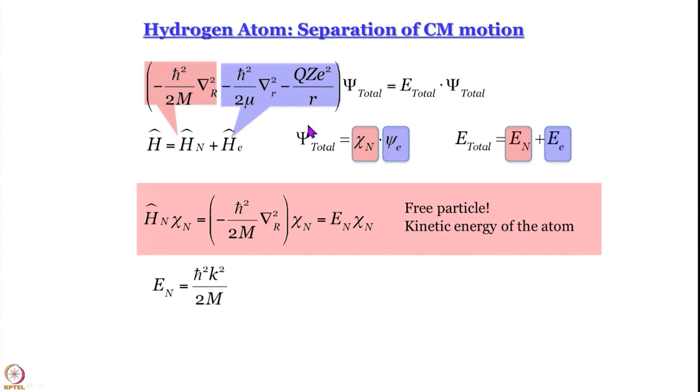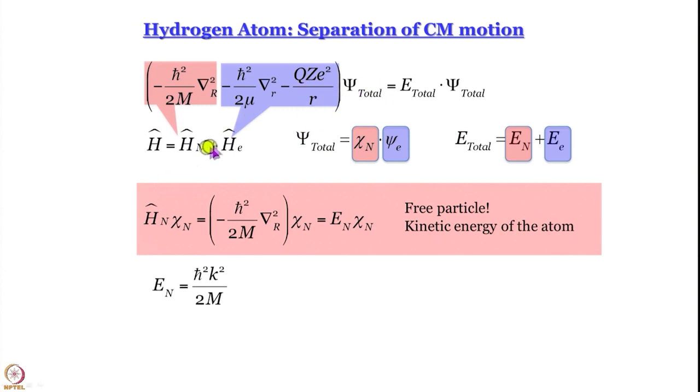That is what we are talking about. Remember, x is equal to xe minus xn, y is equal to ye minus yn, z equal to ze minus zn. So this is a relative frame that we are talking about. And the last term is minus qz square by r. This is a potential energy term for interaction between electron and nucleus. Of course, this r itself is the separation between the nucleus and the electron.